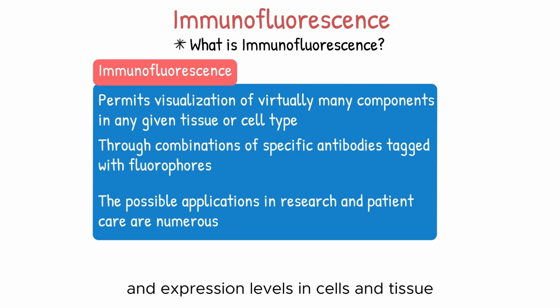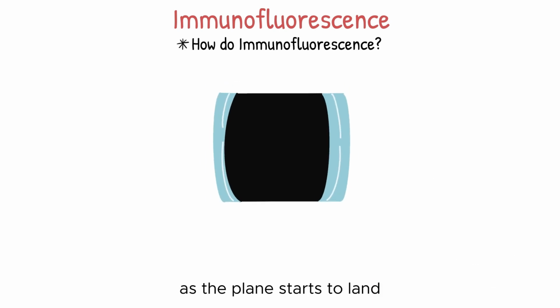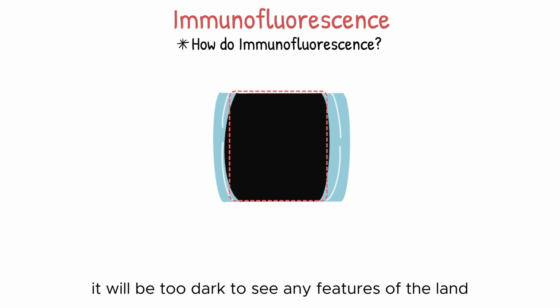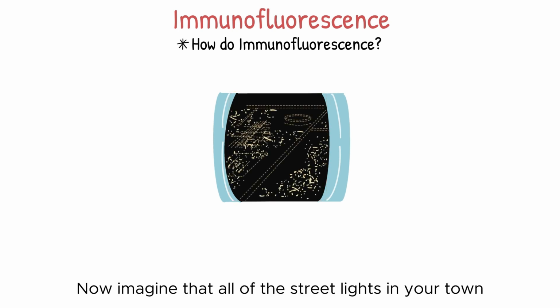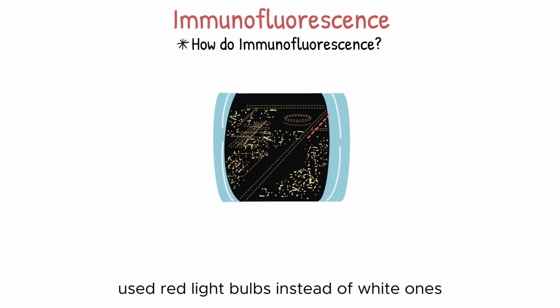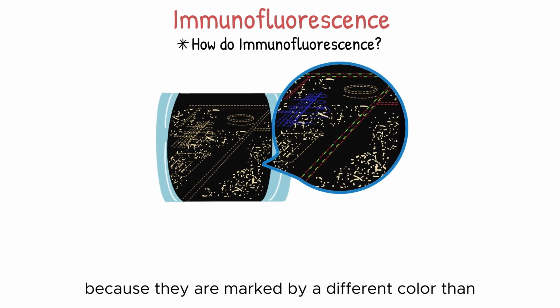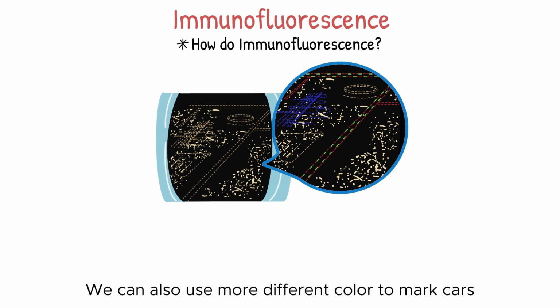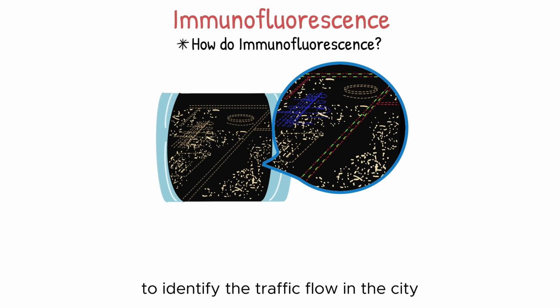Imagine you're flying to a city at night. As the plane starts to land, you look out the window and all you can see is the city below you. If there is no light, it'll be too dark to see any features of the land. Now imagine that all of the streetlights in your town used red light bulbs instead of white ones. All of a sudden, we can clearly identify where the roads and highways are because they are marked by a different color than the other lights. We can also use more different colors to mark cars, to identify the traffic flow in the city.